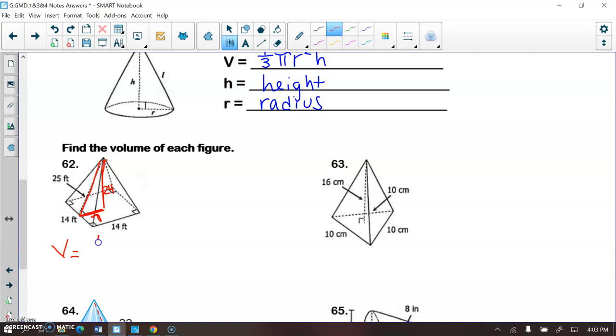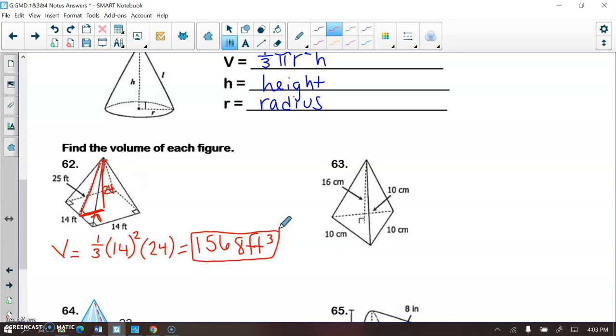So the volume is 1/3 times the area of the base, since the base is a square, and that's 14 squared, times the height of our pyramid, which is 24. So 14 squared times 24 times a 1/3 gives me that the volume is 1,568 feet cubed.